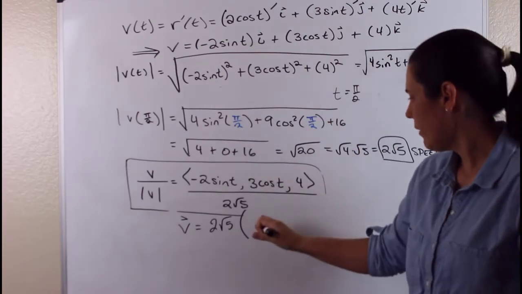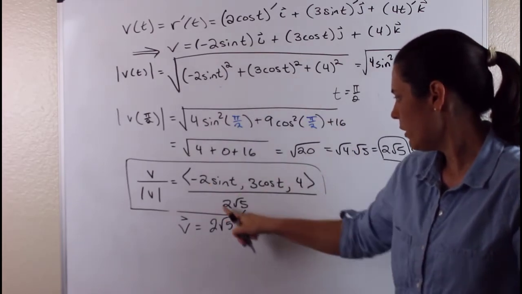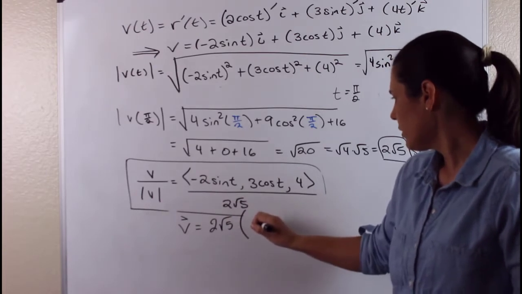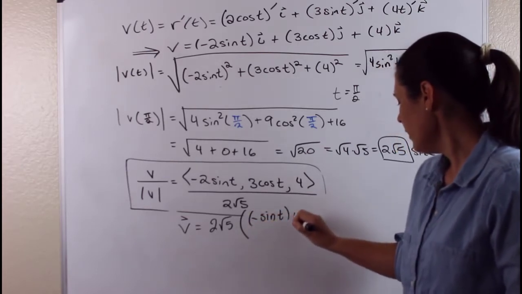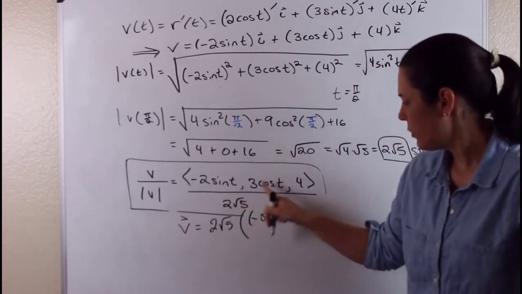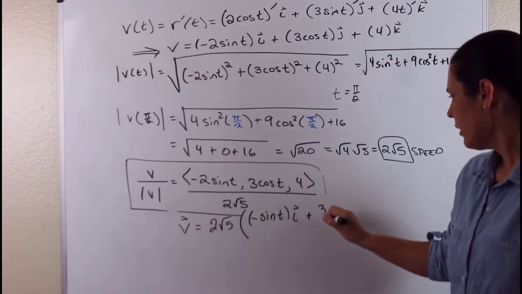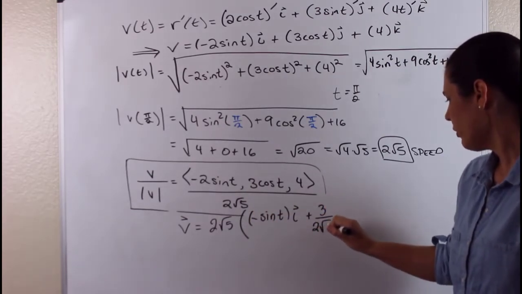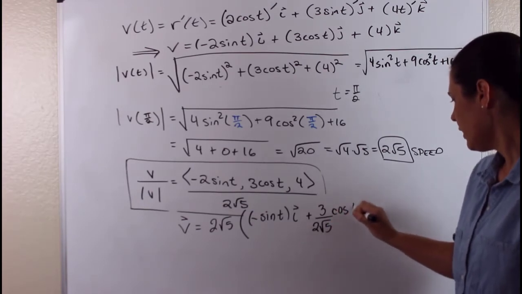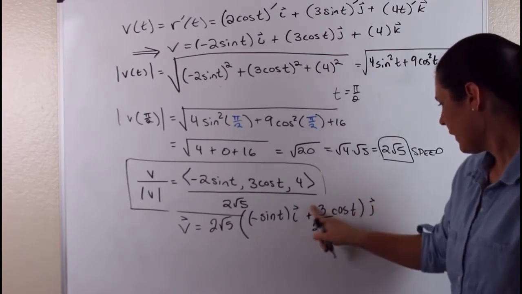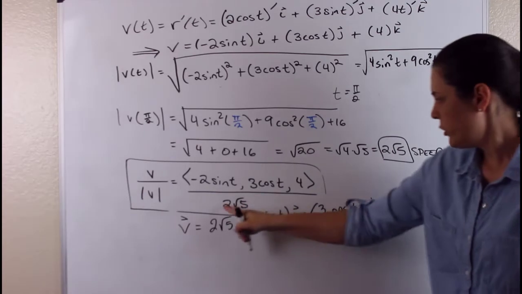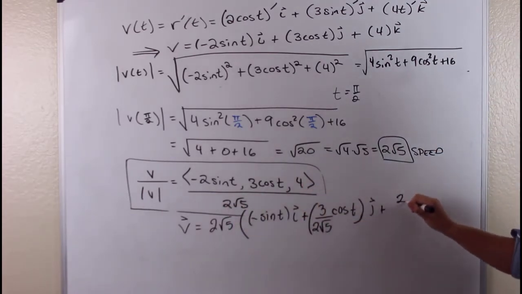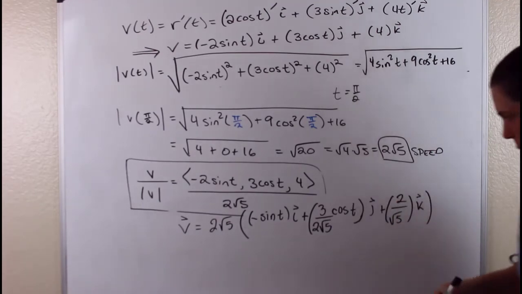I'll go back to ijk form now. So this is going to be negative 2 and 2 divide out. So this is going to be negative sine t i. And then nothing divides out for the middle component. So that's going to be plus 3 over 2 square root 5 cosine of t, and that's for j. And then last, 4 and 2 divide, so I'm going to be left with 2 on top. So it's 2 over square root 5 k. And then that would be my final answer.